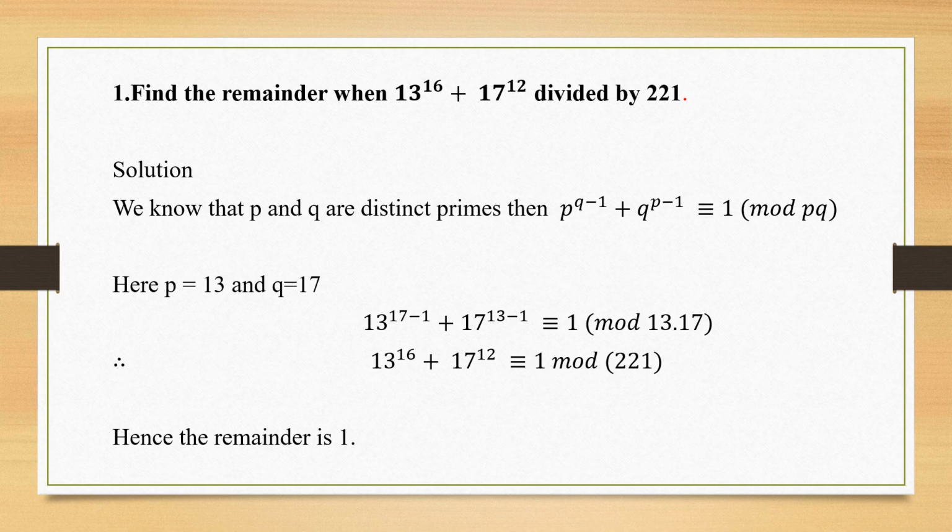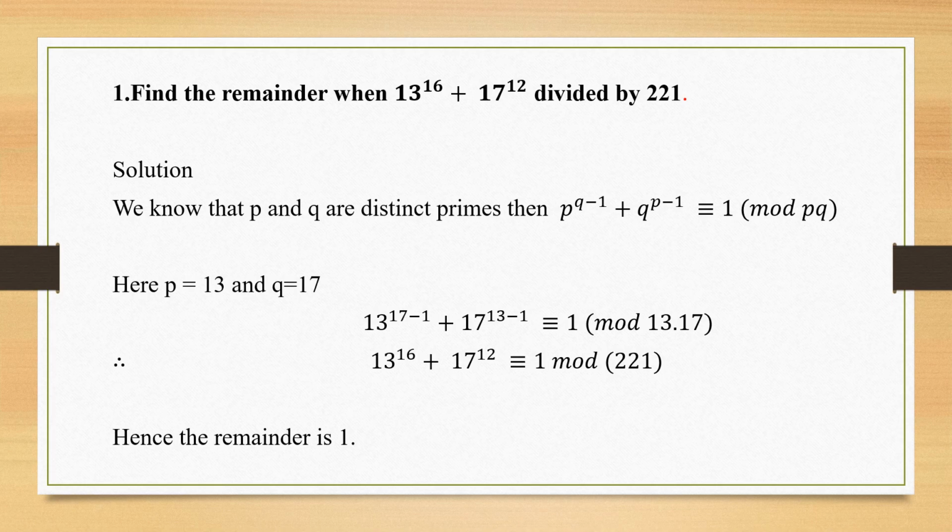Now, we have a theorem. The theorem says that when P and Q are distinct primes. So, what do you mean by distinct primes? They are totally different numbers, both are not equal. You know what is a prime number? A prime number is a number which has only its own factor and 1. No other number divides the prime number.